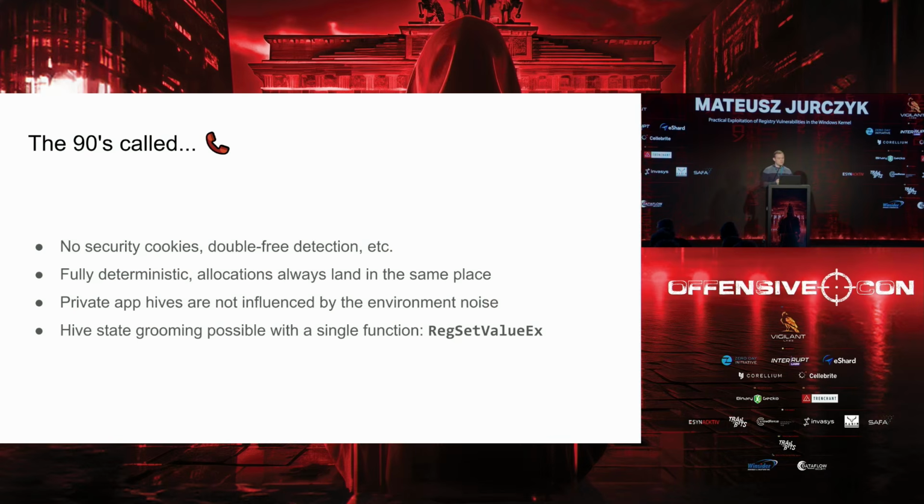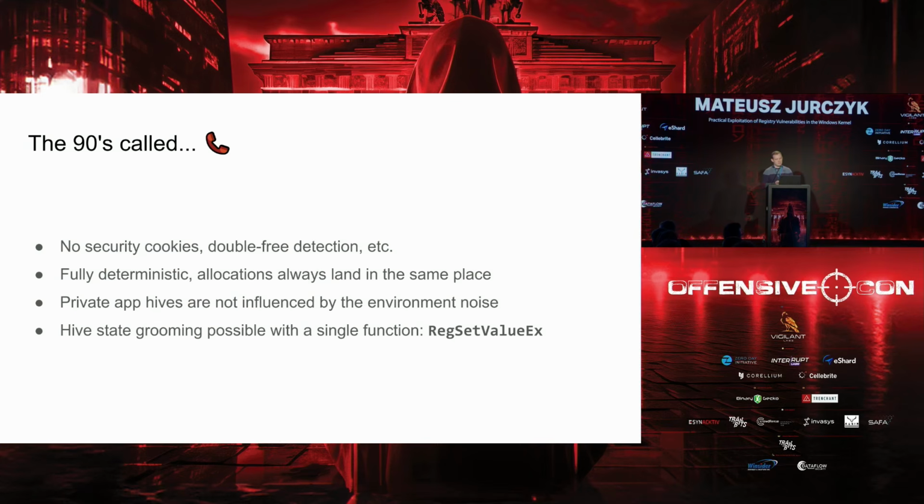And so in terms of security, the allocator is really not great in terms of security mitigations. We are all probably used to having heap cookies and different kinds of double free detection and stuff like that. None of that is found in the Hive allocator. It's also fully deterministic, meaning that allocations always land exactly in the same place. If you are using application hives, which are hives that are private to one application and other applications cannot access it, then we also don't have any external noise generated by the environment, which makes it basically 100% reliable what happens inside of the hive.